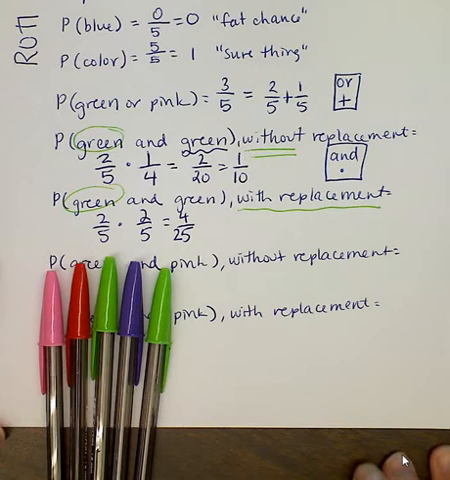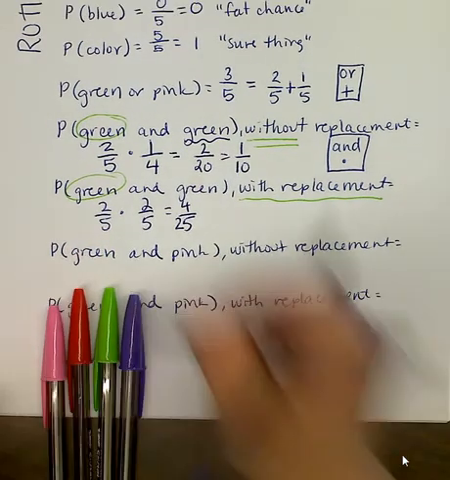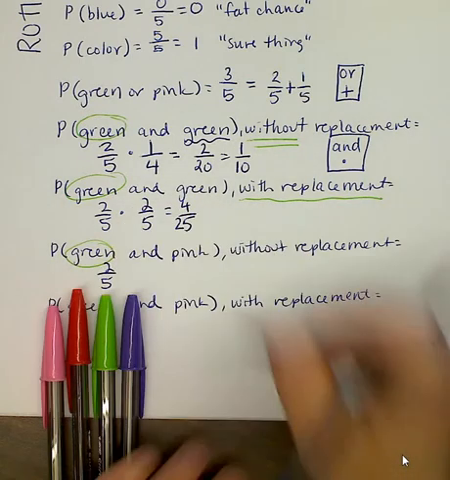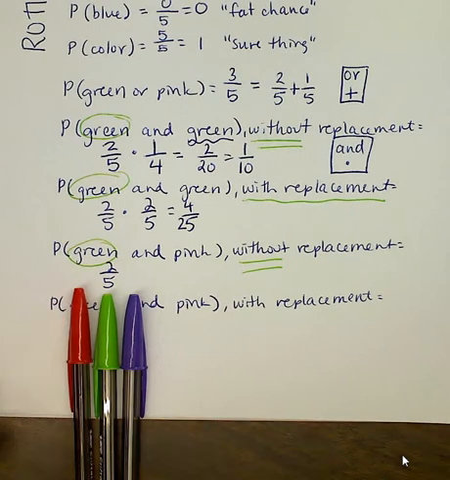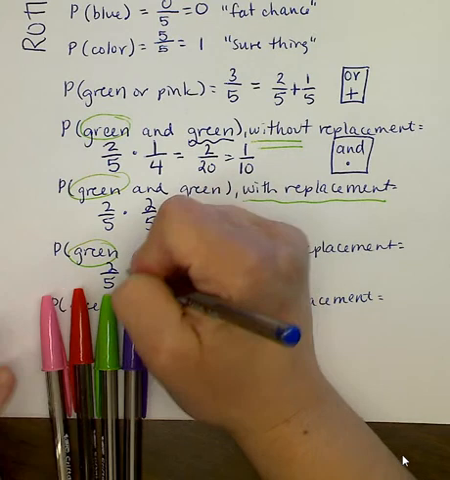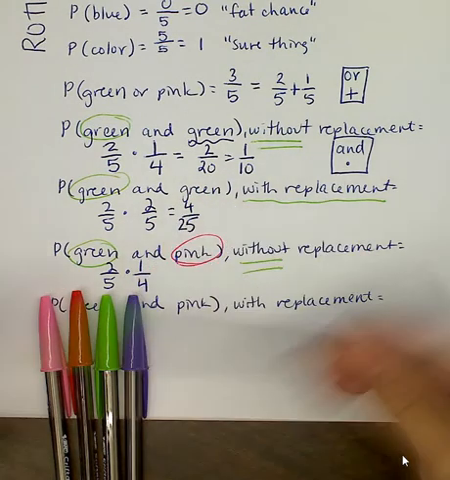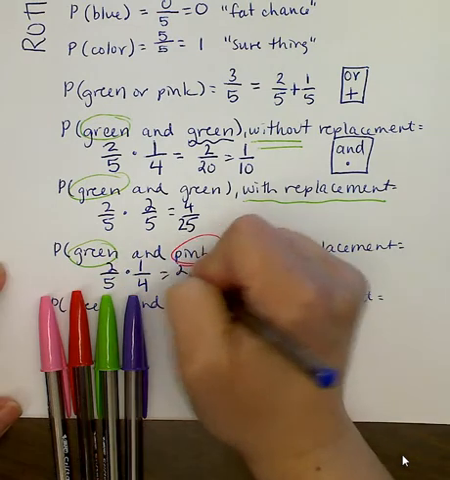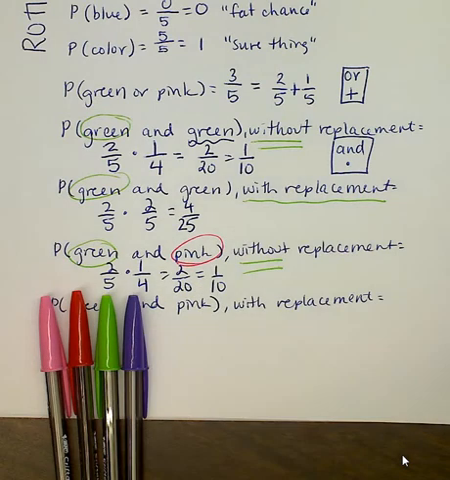If we take a look at green and pink without replacement, again, we're taking out that green. That would be 2/5. We don't put it back. So now with regard to the pink, there is 1 of the type that we wanted, but out of only 4 now, because we took that green one out, so the denominator is going to go down by 1. Multiplying across and reducing it, again, 1/10.